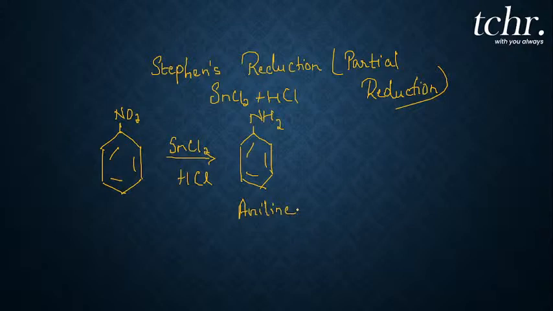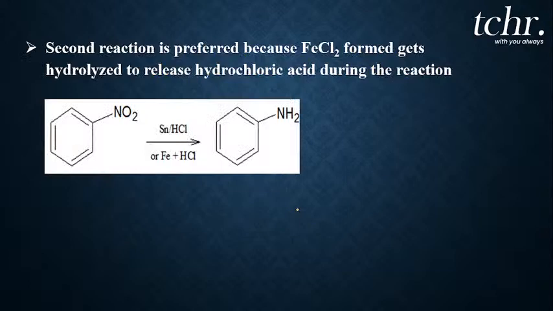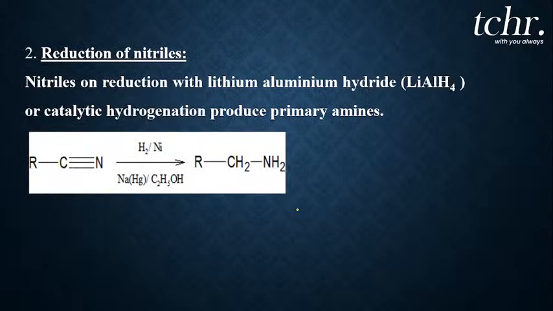Not only the nitro compound, as I told you, the reaction can be performed using iron in an acid medium or tin in an acid medium, same as Stephen's reduction. We have learned how to convert a nitro group to an amine group. Now take nitriles. Can we convert nitriles to amines? Yes, here also we can do that, and here also you can observe reduction is what happens.